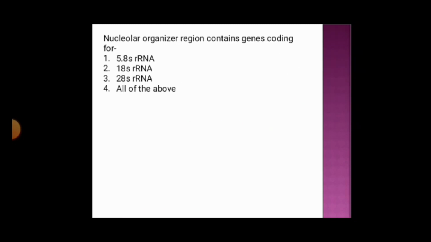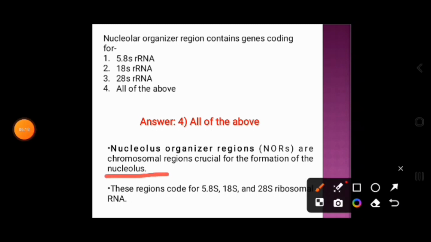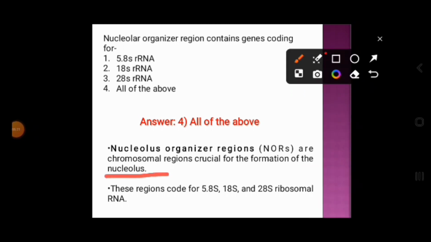Next question. The nucleolar organizer region contains genes which code for: option 1 5.8S rRNA, option 2 18S rRNA, option 3 28S rRNA, option 4 all of the above. And the correct answer is all of the above, that is 5.8S rRNA, 18S rRNA and 28S rRNA. We have already discussed that the nuclear organizer region codes for all these rRNAs. It is the chromosomal region which is crucial for the formation of the nucleolus, and this region codes for 5.8S, 18S and 28S rRNA.